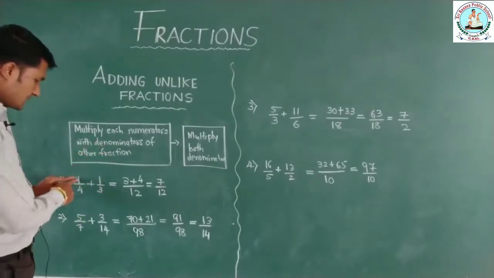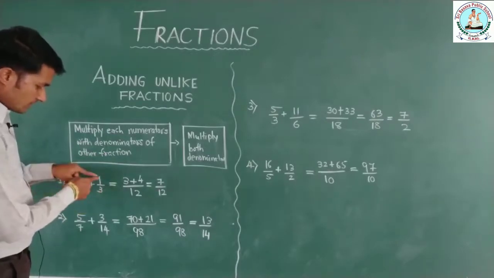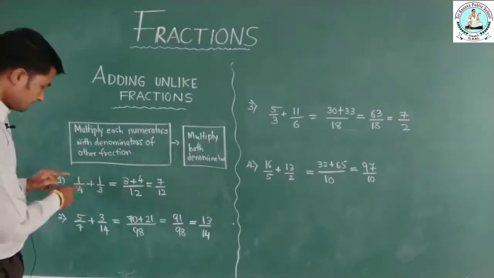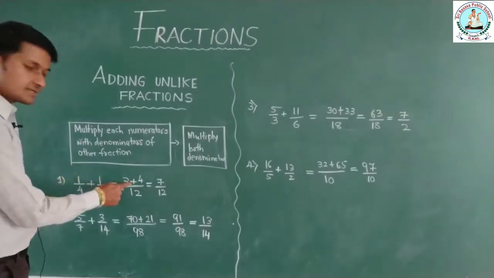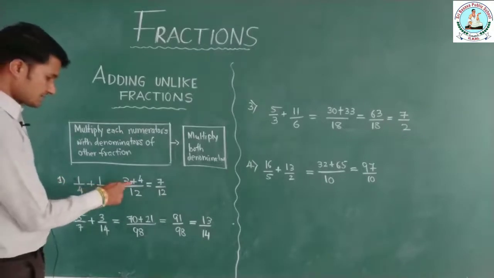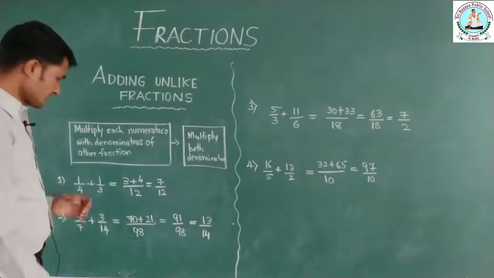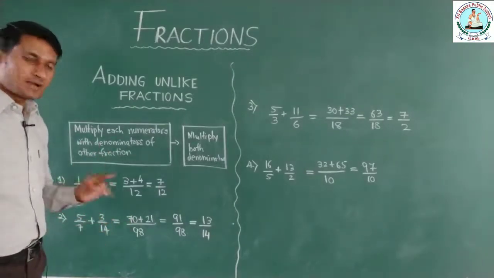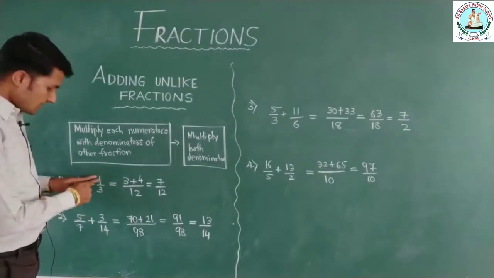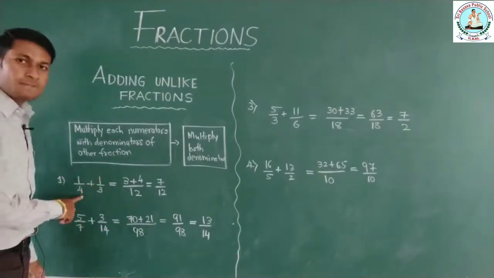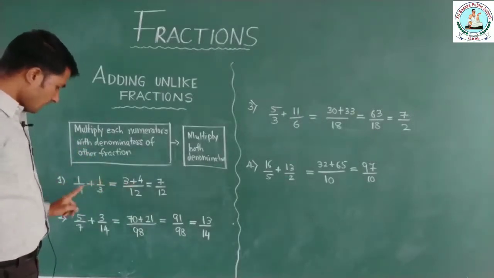So multiply this numerator with the denominator of the other fraction, and multiply this numerator with the denominator of the other fraction. So 1 3s are 3, plus. Why plus here? Because we are adding, so that's why I use the plus sign, and 1 4s are 4. It is just like a cross multiplication, right? Multiply a numerator with the denominator of the other fraction, and multiply the other numerator with the denominator of the other fraction. So 1 3s are 3 plus 1 4s are 4.